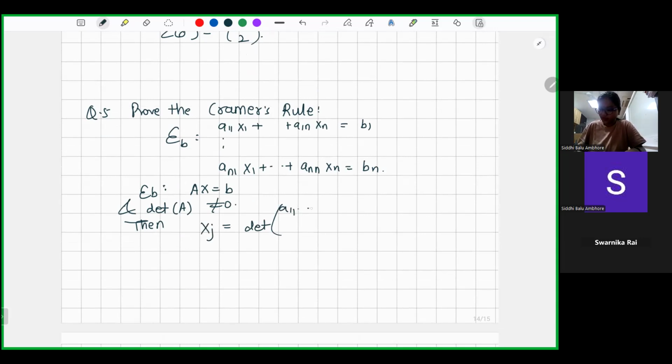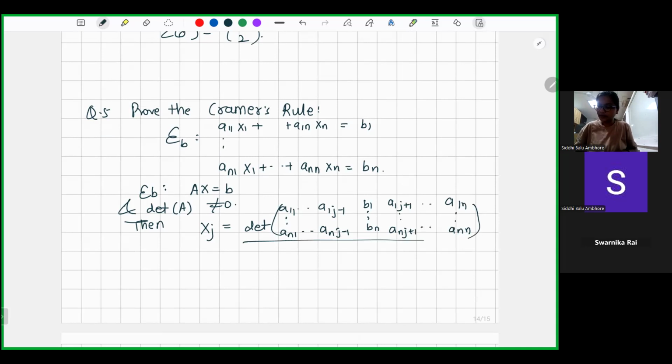A11 going to a1 j minus 1, an1 going to an j minus 1, and instead of the jth column I'll switch it by b, the b column, and again I get a1 j plus 1, and so on an j plus 1, and so on, and again an n, divided by determinant of this A matrix.